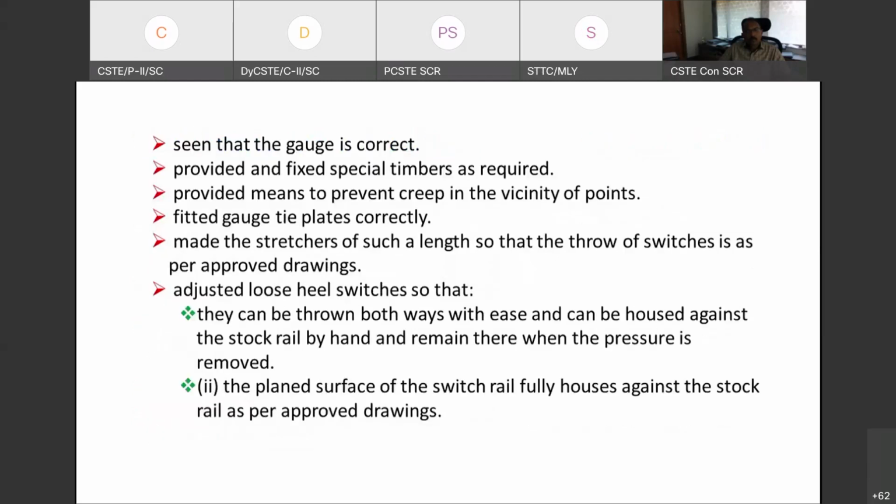And the gauge also should be correct. And gauge tie plate should be fixed correctly, and stretcher bars of such a length so that throw of switches is as per approved drawings.